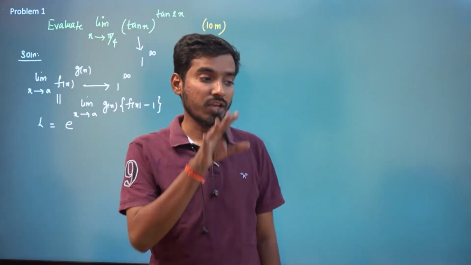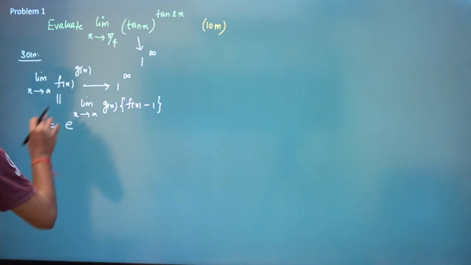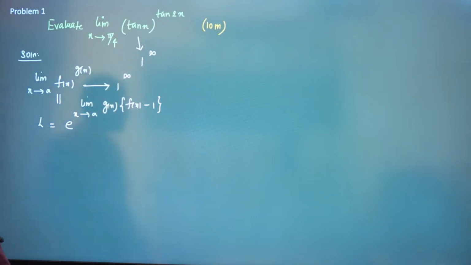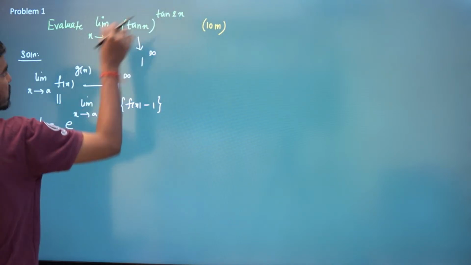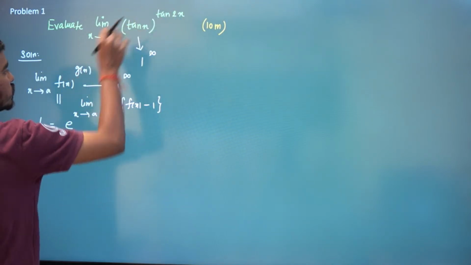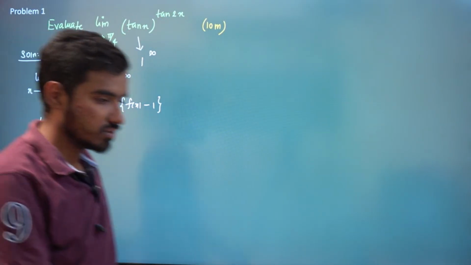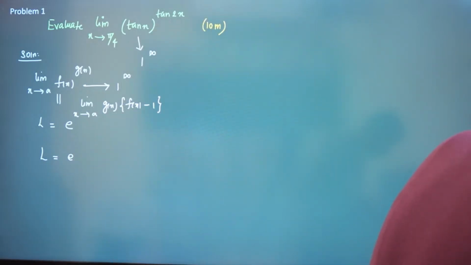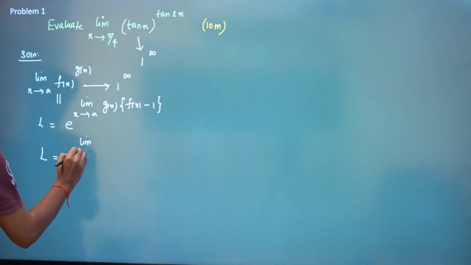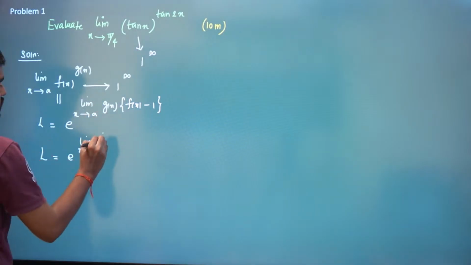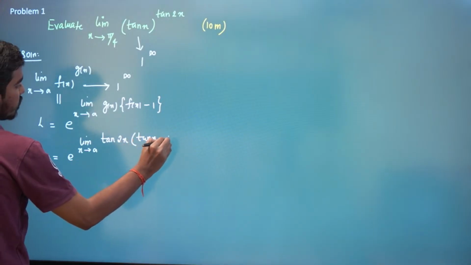When you apply the limit, if your function tends to 1 power infinity, then the limit L is given by e power limit x tending to a of g of x into f of x minus 1. Here f of x is tan x and g of x is tan 2x. When you apply the limit, it tends to the 1 power infinity form. So this limit is the same as e power limit x tending to a of g of x, which is tan 2x, into f of x minus 1, which is tan x minus 1.